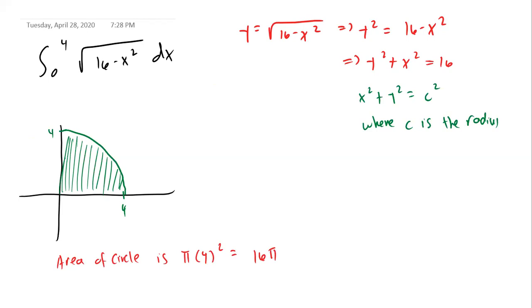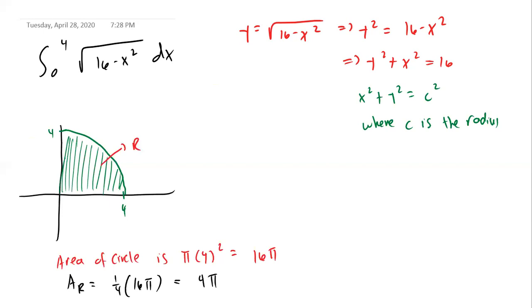Here we have 1/4 of the circle. So let's call this region here R. So what's the area of R? Well, that's just a fourth of the area of the whole circle, right? So that's a fourth times 16 pi, which is 4 pi.